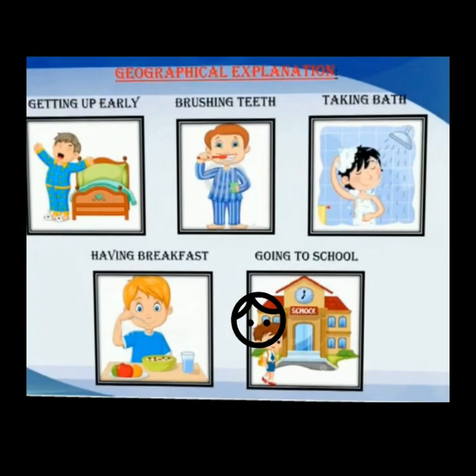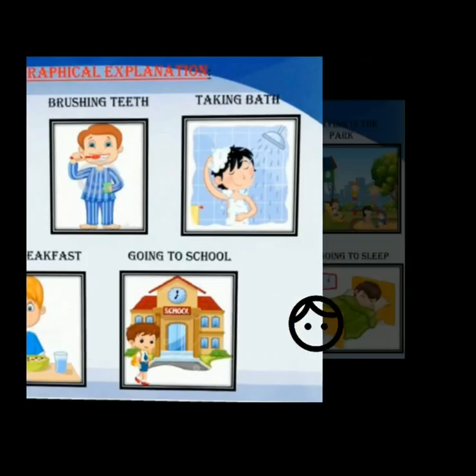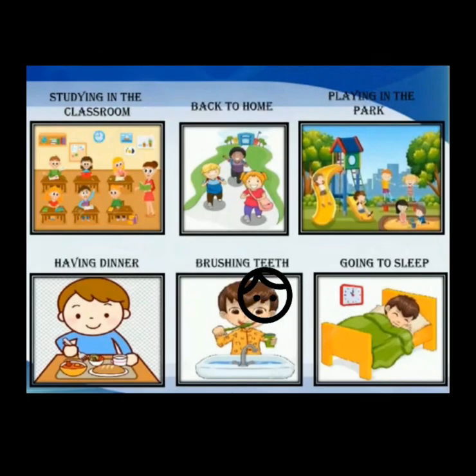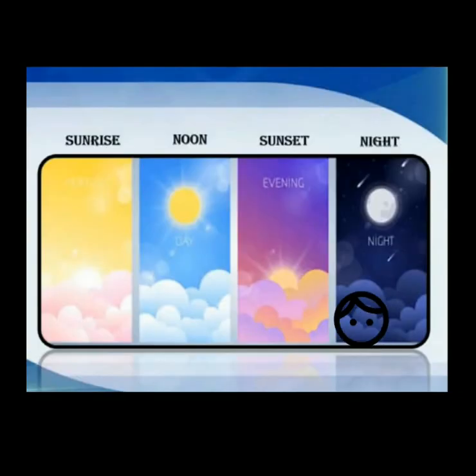Now I showed you this: getting up early in the morning, brushing teeth, taking bath, having breakfast, going to school. Then after that we study in the classroom, we go back home, play in the park, have dinner, brush teeth and go to sleep. These are all the activities that we undertake. Now we can see a sunrise in the morning, noon when the sun is right on top of our head, then the afternoon. Then we have the sunset in the evening, and night, when we can see the moon and the stars. So that is the example of the moving bus that I told you.